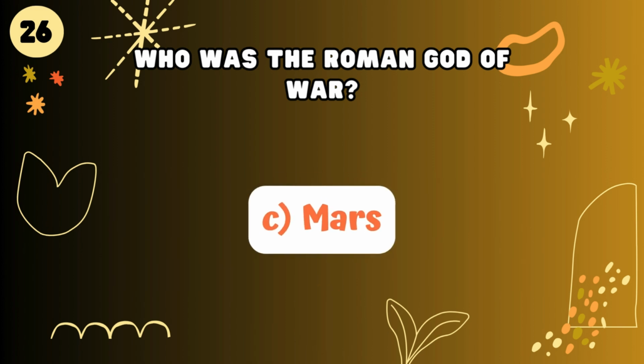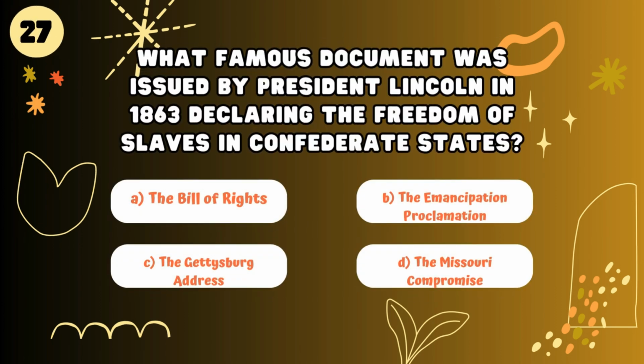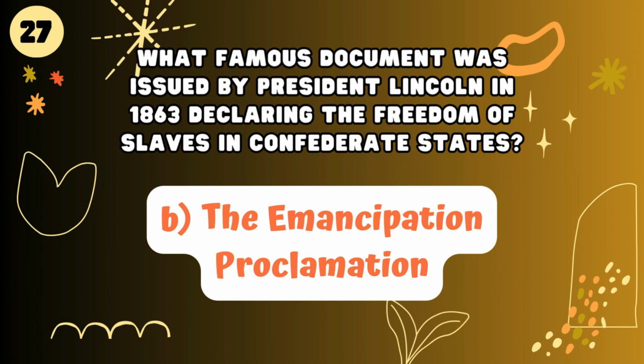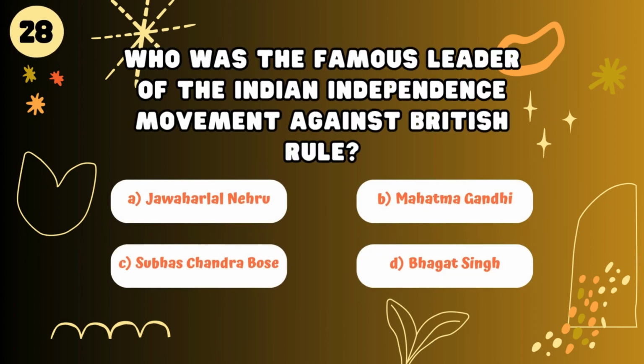Answer: Mars. What famous document was issued by President Lincoln in 1863 declaring the freedom of slaves in Confederate states? The Bill of Rights, the Emancipation Proclamation, the Gettysburg Address, the Missouri Compromise. Answer: the Emancipation Proclamation. Who was the famous leader of the Indian independence movement against British rule? Jawaharlal Nehru, Mahatma Gandhi, Subhas Chandra Bose, Bhagat Singh.